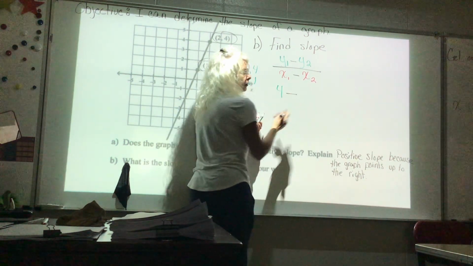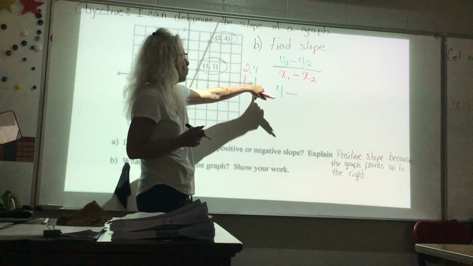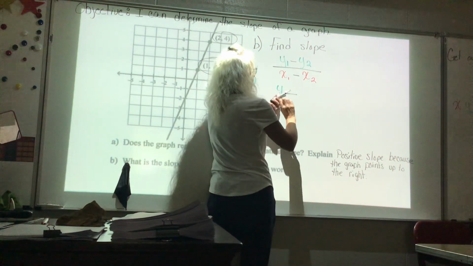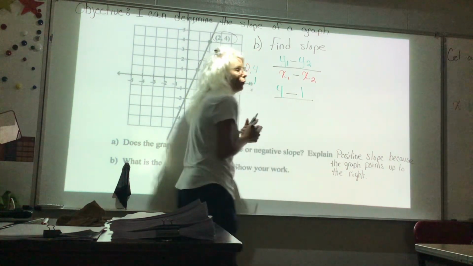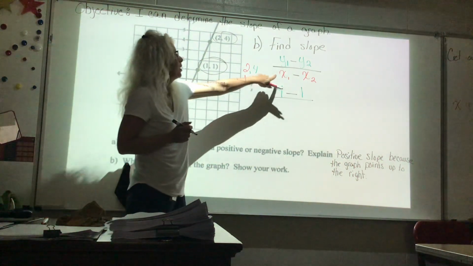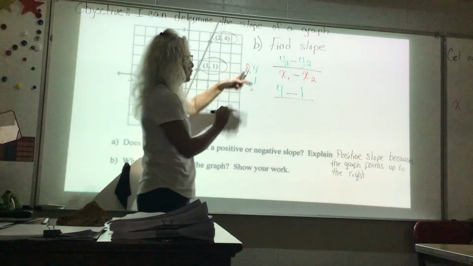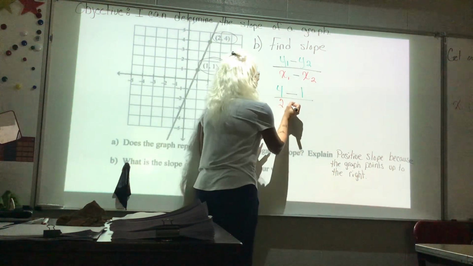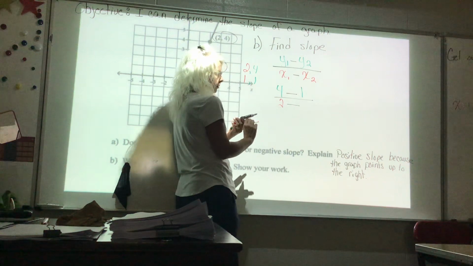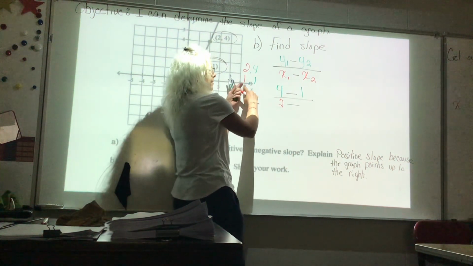Subtract y sub 2, so I'm going to go to my second y number and write it down. Put that over x sub 1, so I'm going to go to my x numbers and go to the first one and write it down. Subtract x sub 2, so I'm going to go to my x's and write down the second x.